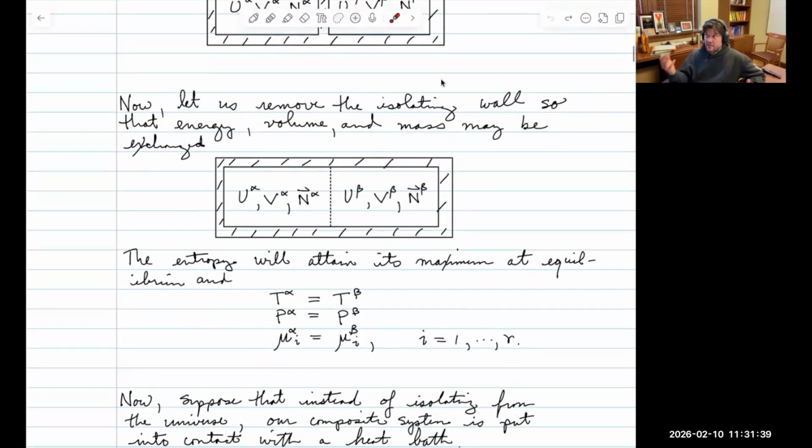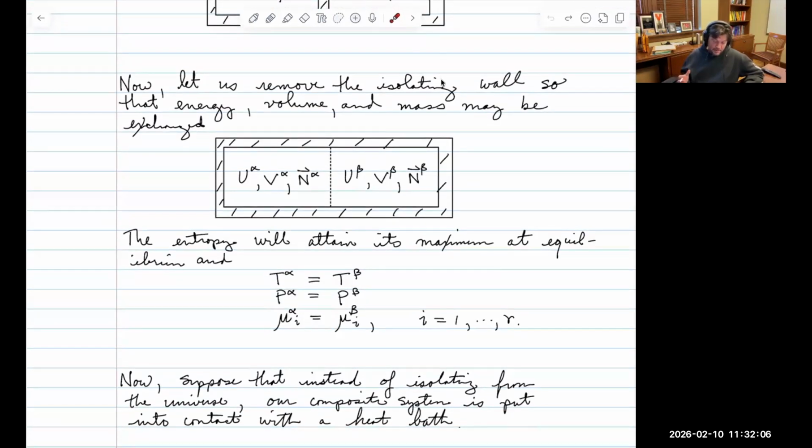And now, of course, the usual prescription in thermodynamics is to remove that isolating wall. This is only a barrier in its description. It's not actually preventing anything from moving across it. So you can imagine this is not even there. Once we remove that isolating wall, now energy can be exchanged, volume can be exchanged, and the numbers of moles of the individual particles can be exchanged. Now, why would they be exchanged? Well, they would be exchanged in order to achieve an equilibrium.